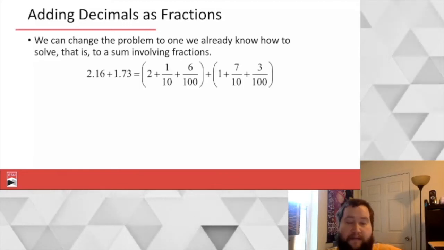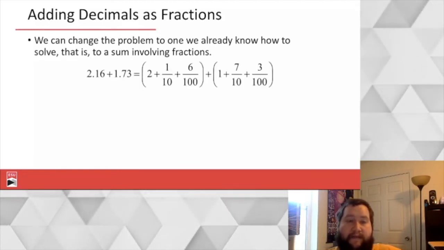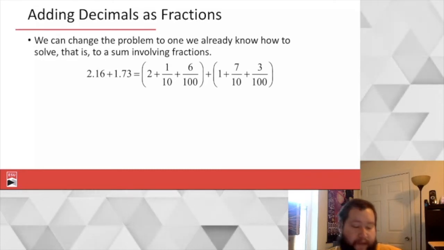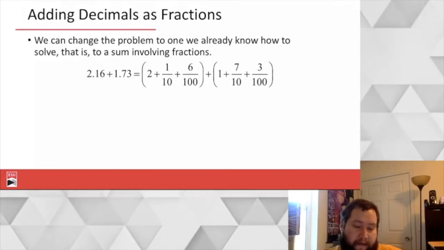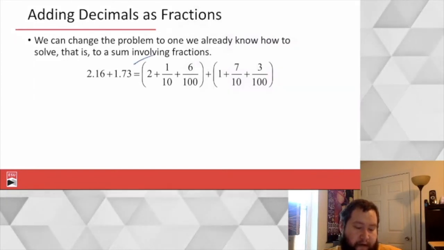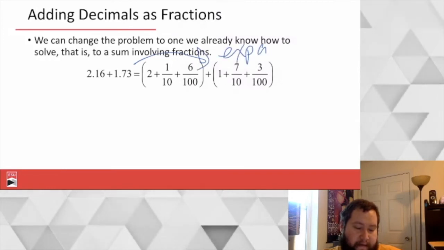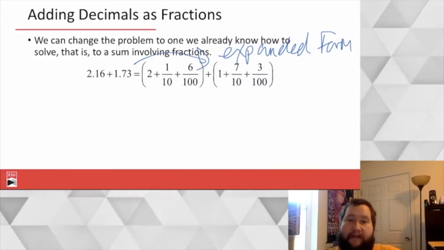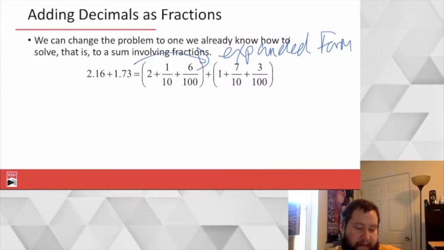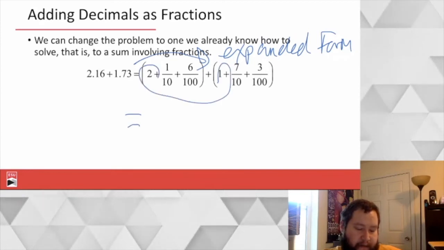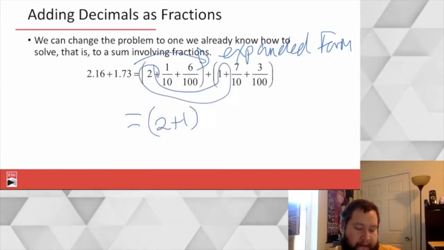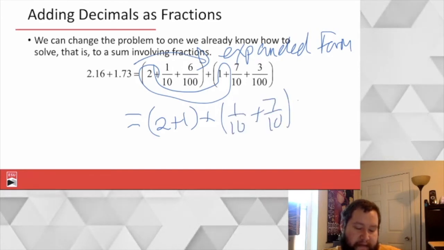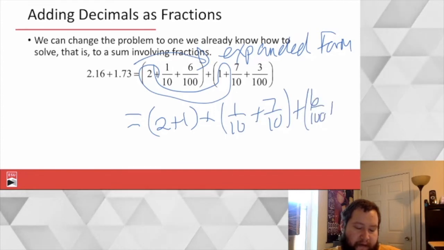So say 2.16 plus 1.73, or 2 and 16/100ths and 1 and 73/100ths, which we can write in expanded form, right? We had a little bit of practice doing expanded form earlier this week. And now we have commutativity and associativity. So what we can do is put our wholes together, 2 plus 1, plus 1/10 plus 7/10 plus 6/100ths plus 3/100ths.